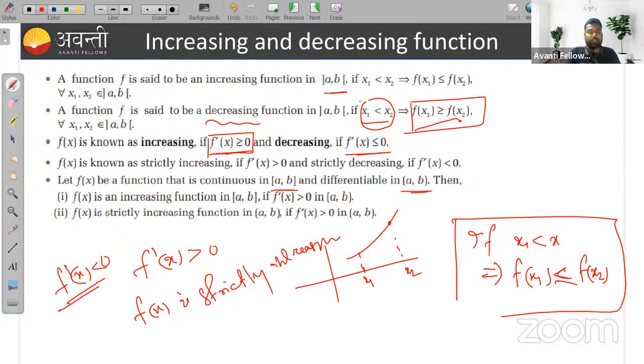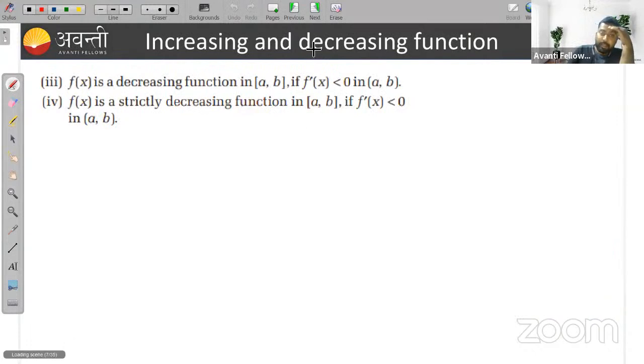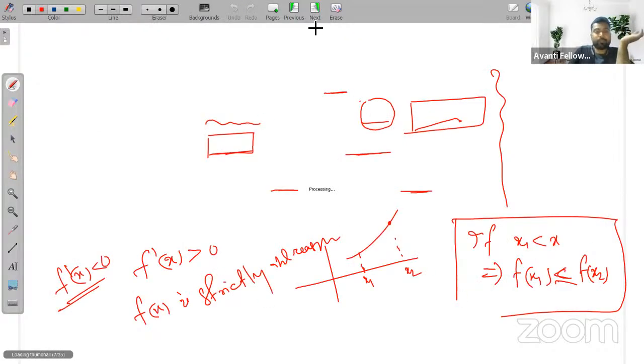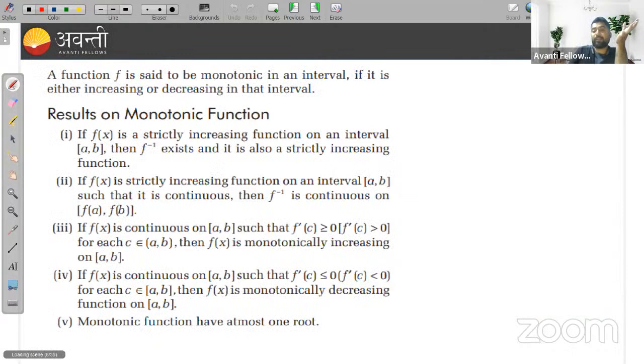Okay, so these are all about it. By using the first derivative we can check whether the function is increasing or strictly increasing, decreasing or strictly decreasing, right. Next, increasing and decreasing function. Already we have seen this. Okay, let's move. Some results are here. You can take a screenshot of this screen. Some results on monotonic functions, you can take a screenshot of this. Okay, now we'll see.